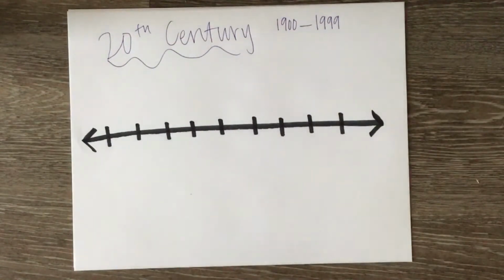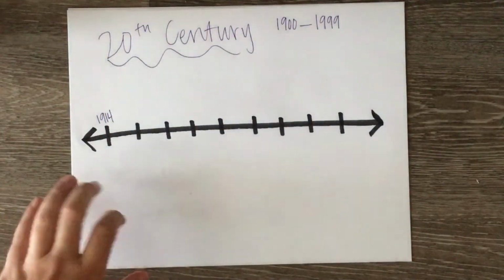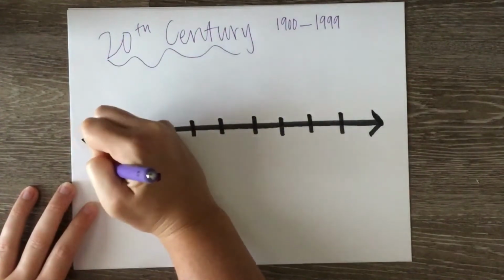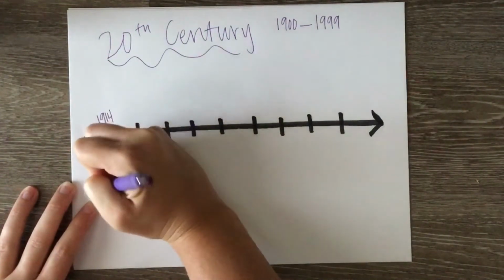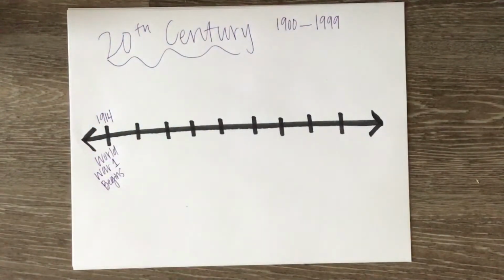Okay, so the first event that we're going to put is 1914. In 1914, this is when World War I begins. World War I started in 1914. We haven't talked about it, but the World Wars was a big war against different countries all around the world. That's why it's called the World War.